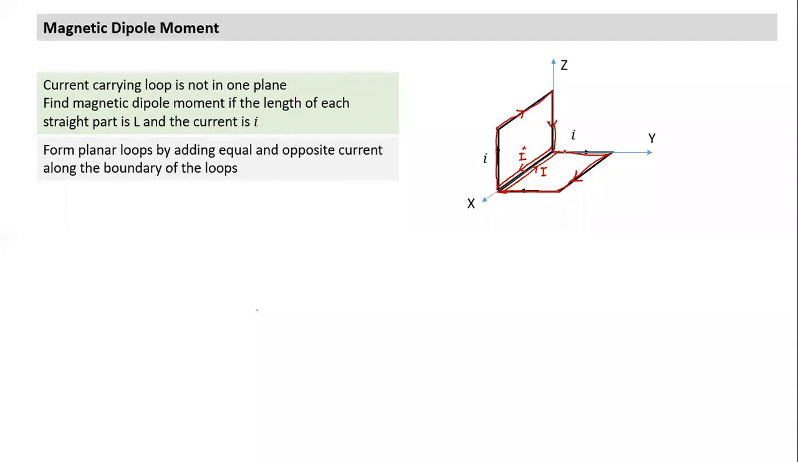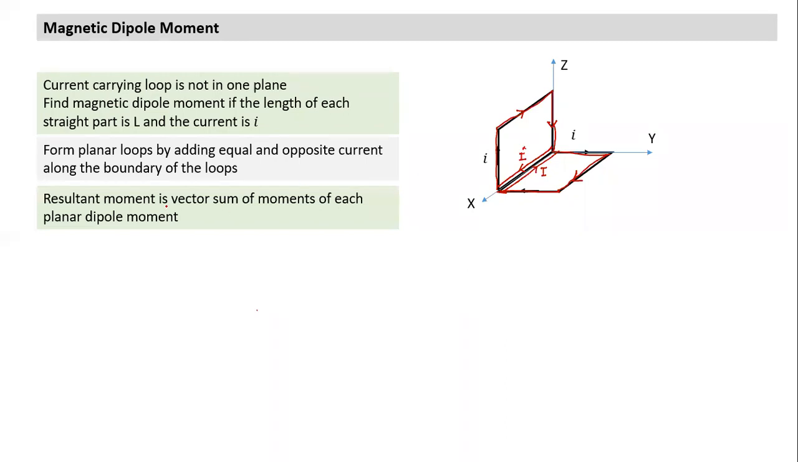If I add this current, now I know these are the two shapes I am familiar with. This is one square placed in the XY plane. This other square is in the XZ plane. Can we find the direction? Yes, I can find the direction of it. The resultant moment is the vector sum of the moment of each planar dipole moment. It's not a scalar quantity, so we'll calculate separately.